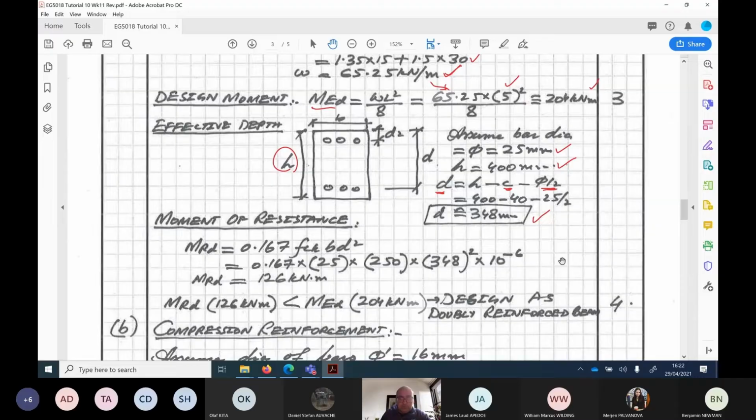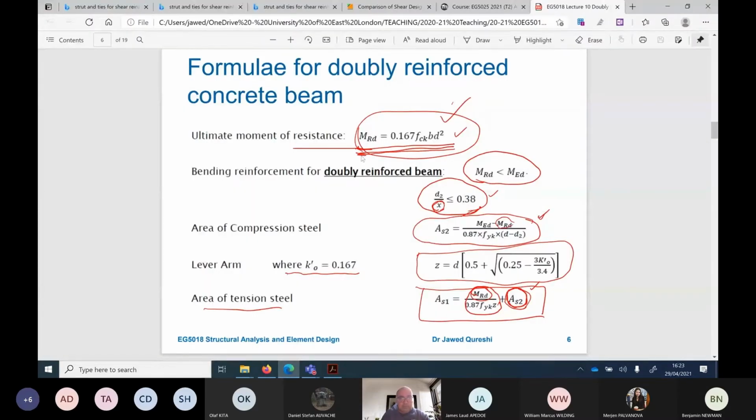So if the value is too large, then it means that there's some mistake. And then multiplying with 10 raised to minus 6, it will give us this moment in kilonewton meters. So the moment of resistance of this beam is 126 and the applied moment is 204. So when the moment of resistance or capacity of the beam is less than the applied moment, then we always design it as a doubly reinforced beam.